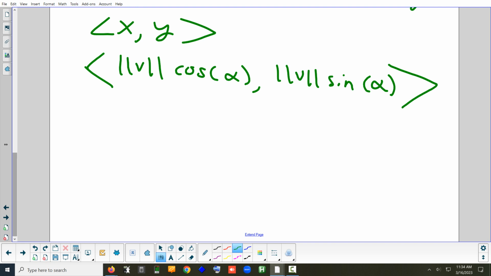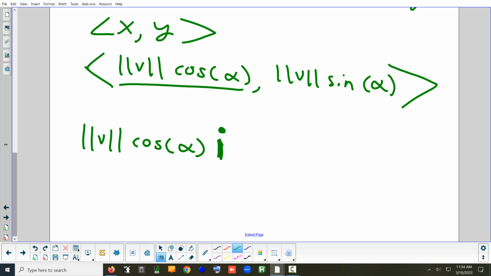But if you want to use the notation that we just learned today as a unit vector, well, there's your horizontal, so magnitude v cosine alpha with an i, and then plus magnitude v sine alpha, and that would be my j. So both of these are the formulas for velocity vectors.